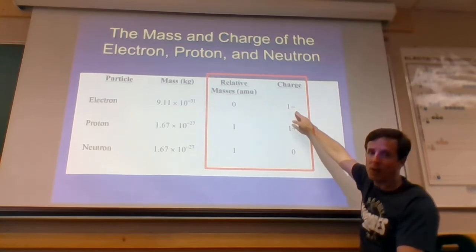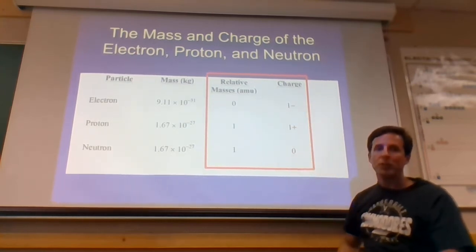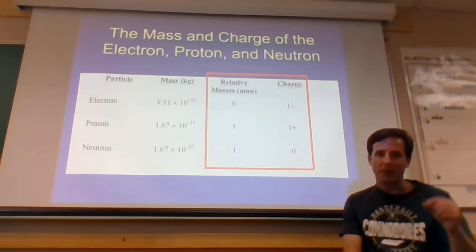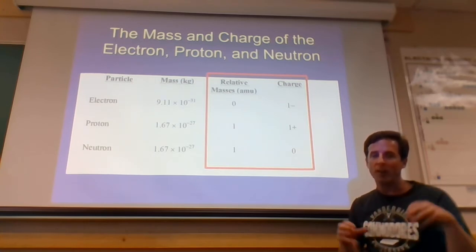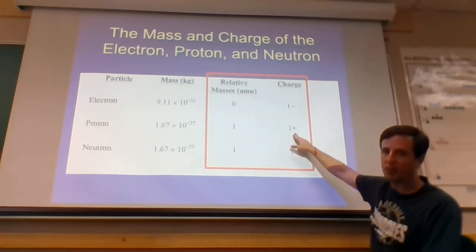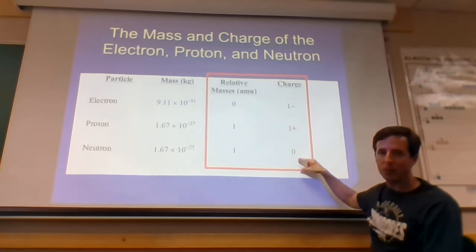Okay? Anyway, and then charge. Electrons have a -1 charge. Again, these are arbitrary units here. Charge should be measured in coulombs, but it's a tiny, tiny number for each particle. So we know that the charge of a proton and an electron are equal amounts but opposite charge. So protons are +1, electrons are -1. Okay? And then neutrons have no charge.